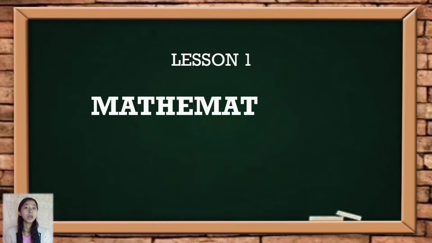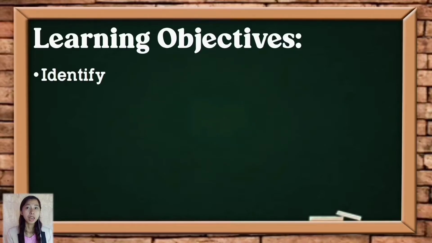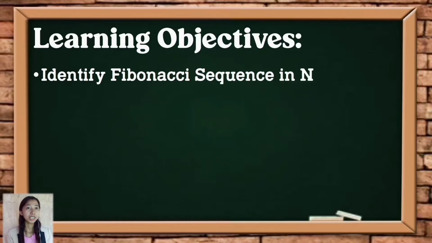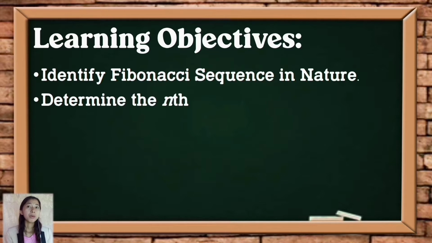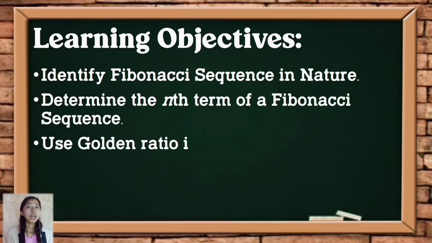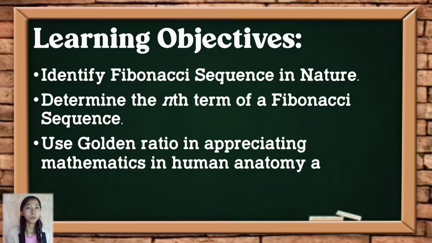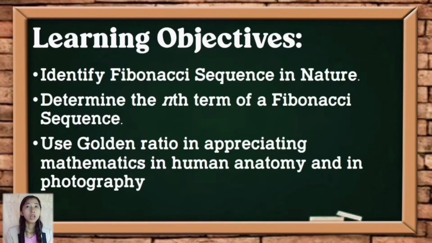Okay, so today we're going to discuss lesson 1 of Mathematics in the Modern World, which is entitled Mathematics in Nature. Our lesson will be anchored to our learning objectives. The following are as follows. A. Identify Fibonacci sequence in nature. B. Determine the nth term of the Fibonacci sequence. And C. Use golden ratio in appreciating mathematics in human anatomy and in photography.